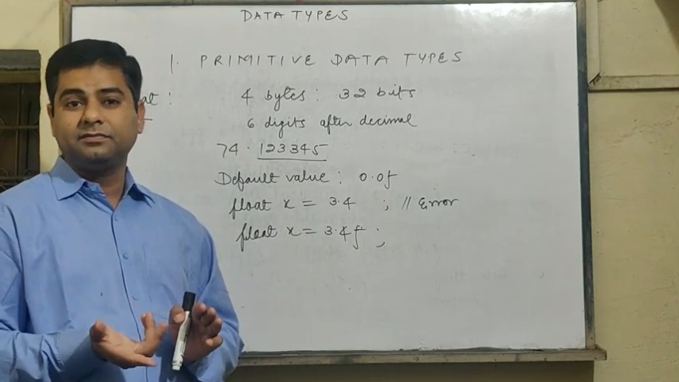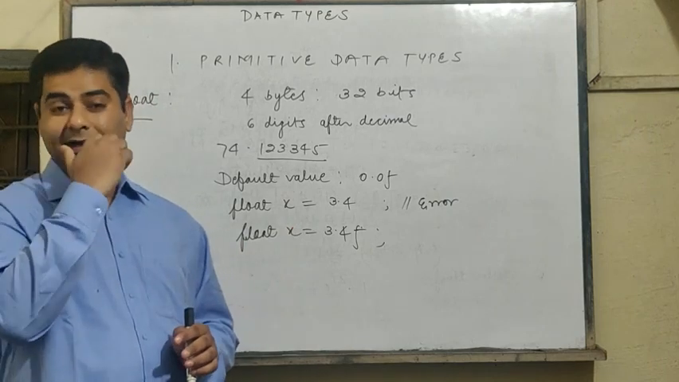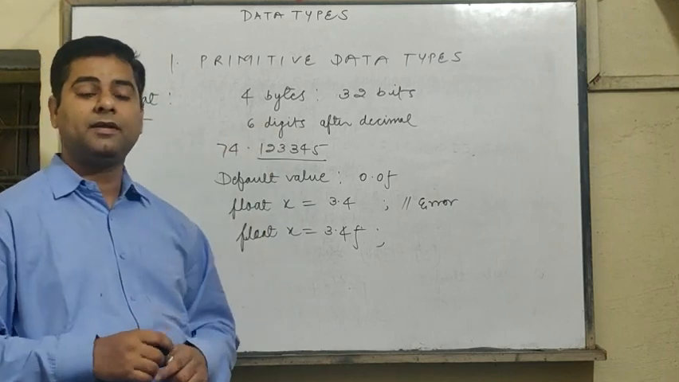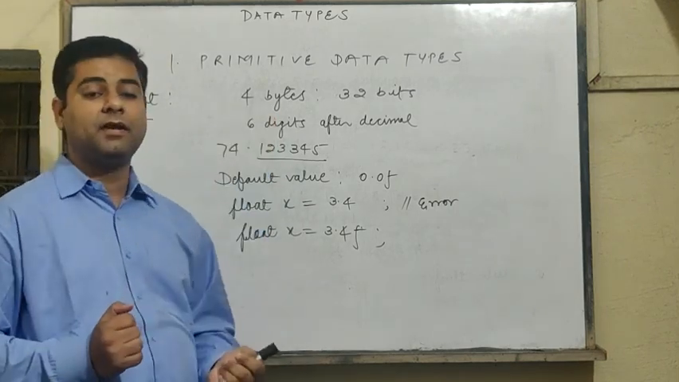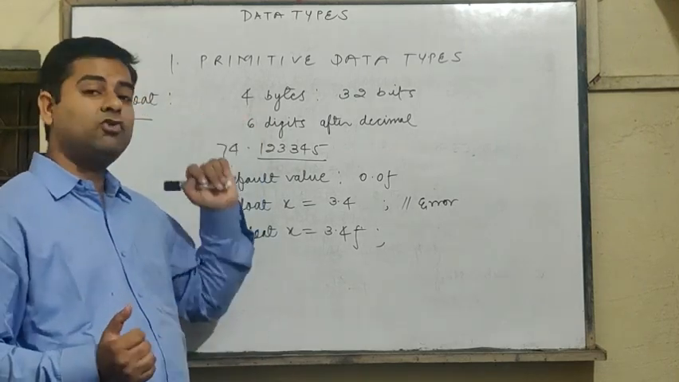And double data type is higher data type that assumes how many bytes? That assumes 8 bytes of memory. And float assumes 4 bytes of memory. Double data type assumes 8 bytes of memory, and float data type assumes 4 bytes of memory.